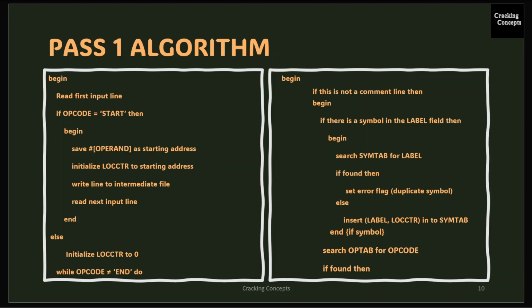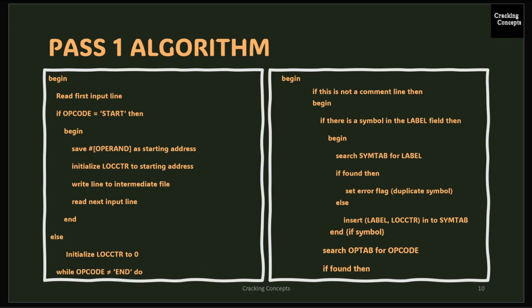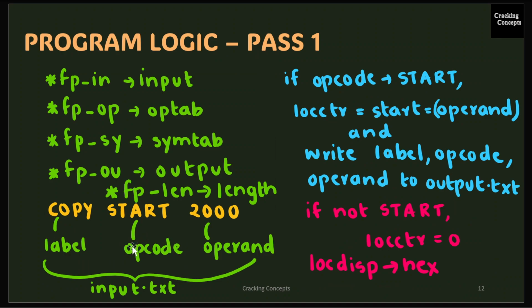So, for example, this is how the values from the table are read: the label followed by the opcode and the operand. The start and end I had mentioned before are the opcodes that are checked. In this example, you can see start is followed by an address, so this will be the value of the location counter and the starting address. For the lines following, it checks if the opcode is end or not. Whenever the end opcode is found, it means the program has reached the end.